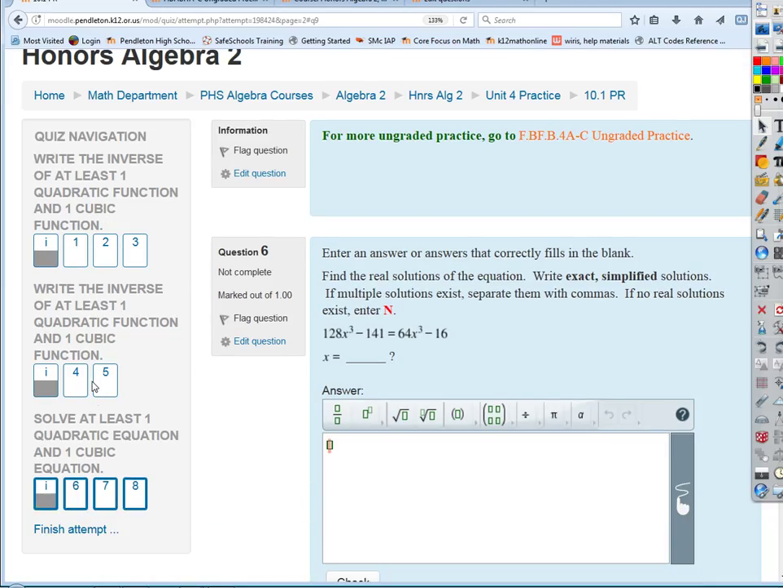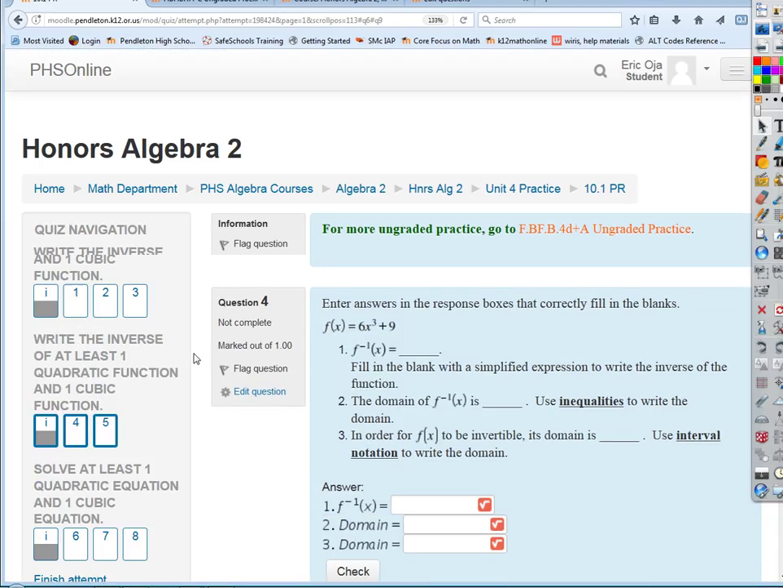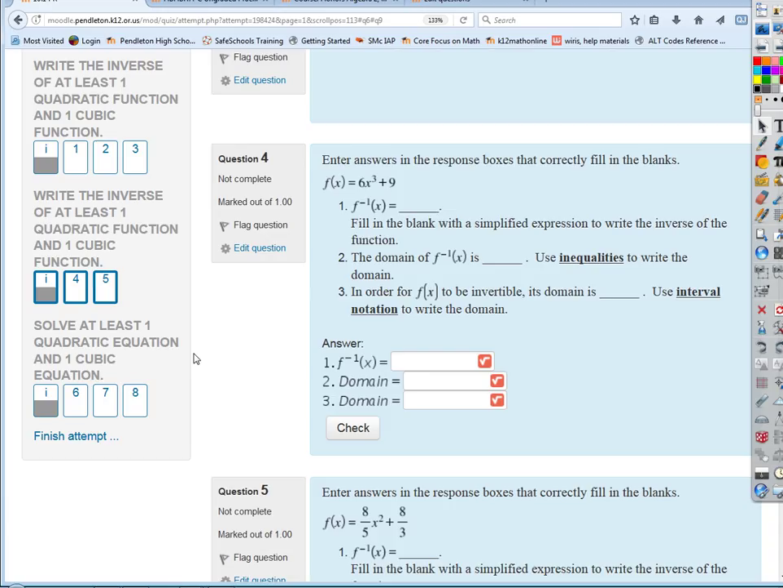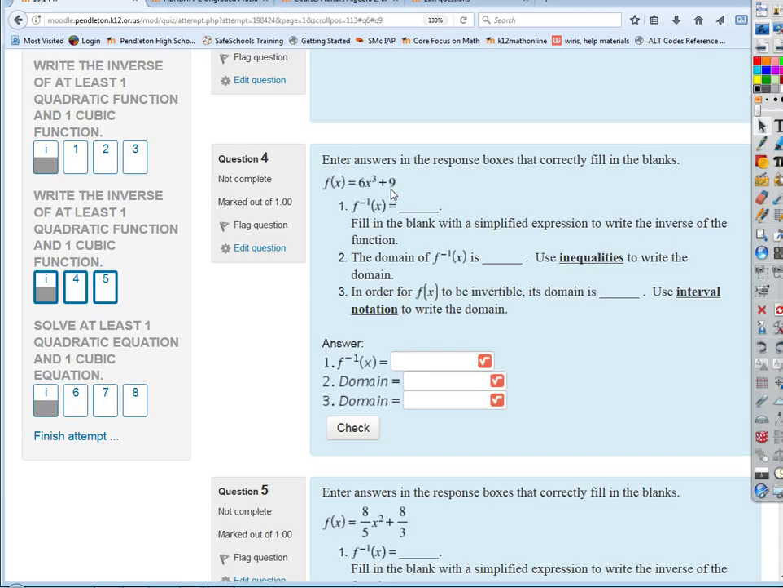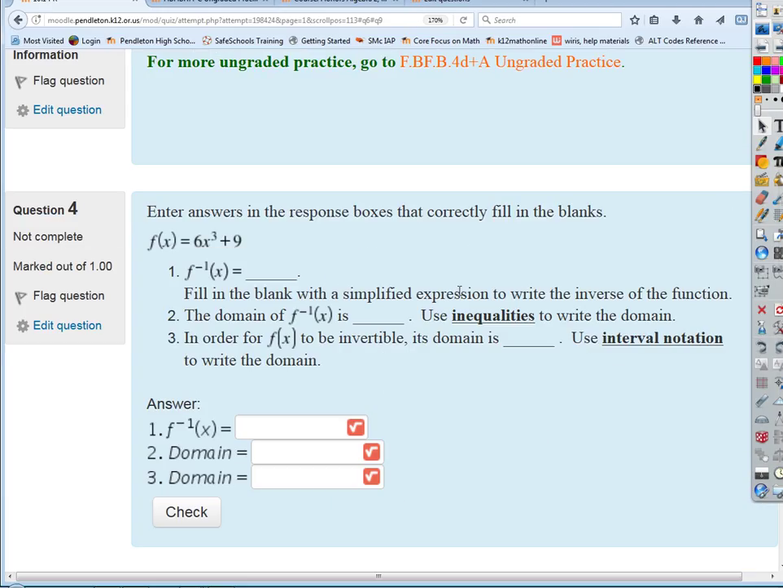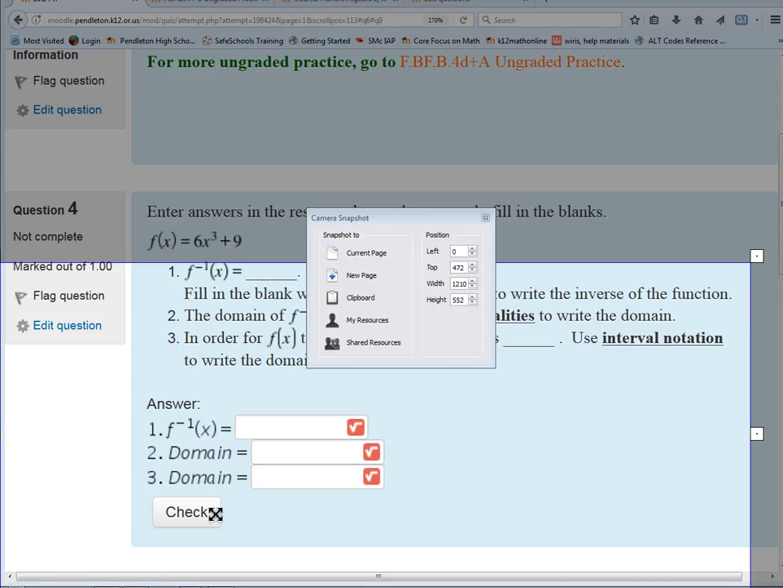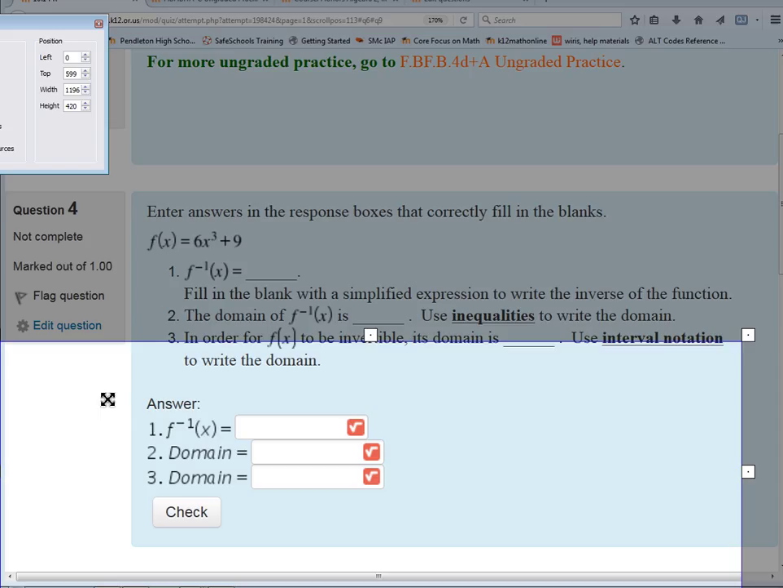Let's try one of these. How are these different? I can't remember. Oh yeah, these have domains and ranges, right? So let's talk about something like this one right here. This really isn't very different from the last one.